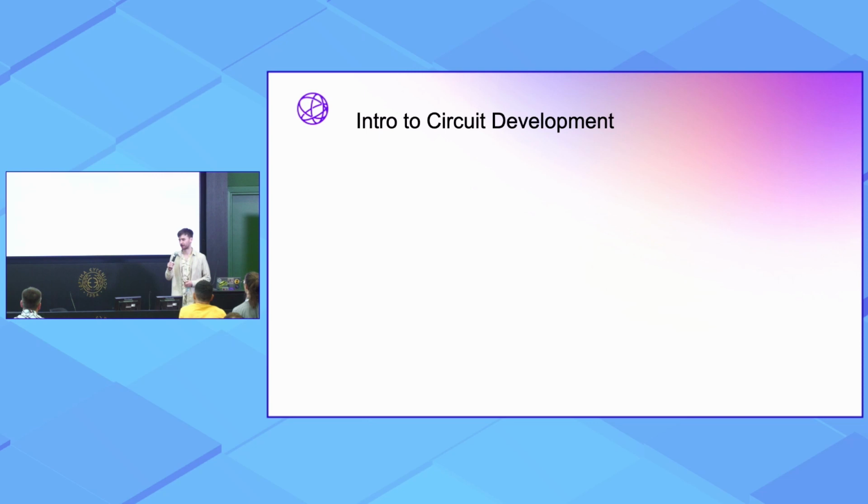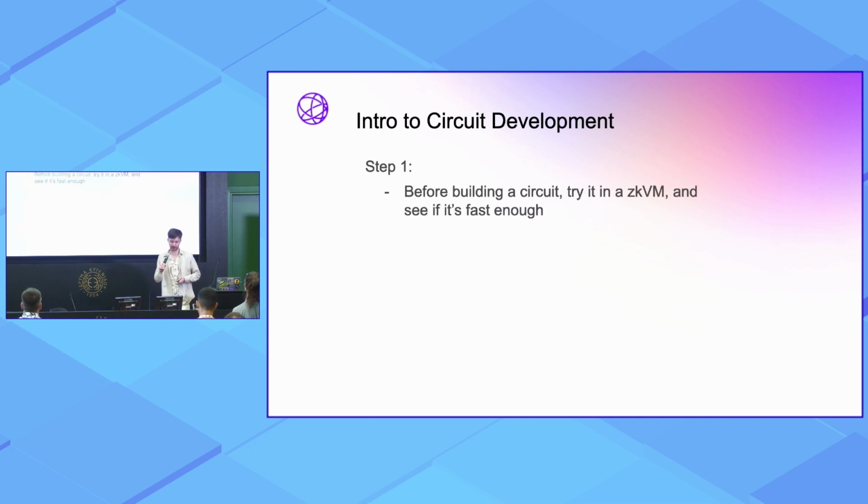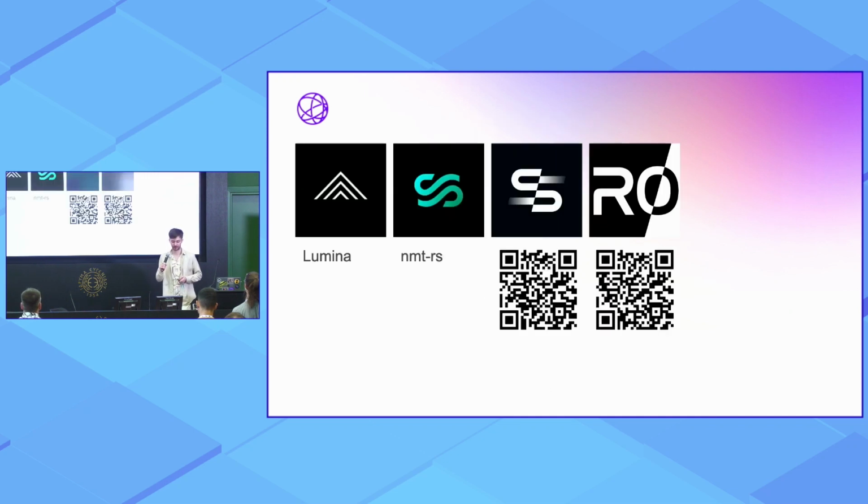All right, and a quick detour on circuit development. Step one, before building a circuit, try it in a ZK VM and see if it's fast enough, which we did, and it's certainly fast enough. So our blob inclusion proofs run really, really fast in SP1 and RISC-0, and now there's Jolt, which came out yesterday, so I'm looking forward to trying to run it in that as well. And yeah, there was already Rust code for all of the types and Merkle trees that our blob inclusion proofs use.